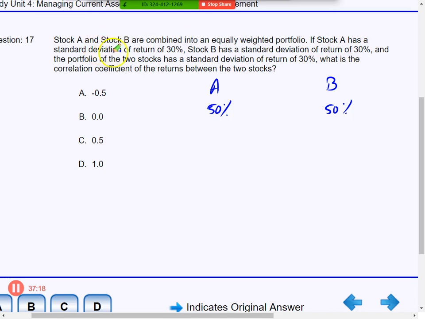If stock A has a standard deviation of return of 30%, standard deviation for A is 30%, and standard deviation B, which I can write as SDB, is also 30%. Fine. And the portfolio of the two stocks combined has a standard deviation of 30%. What is the correlation coefficient of the return between the two stocks? Now you would be scratching your head, what exactly is the formula that we have to apply here?